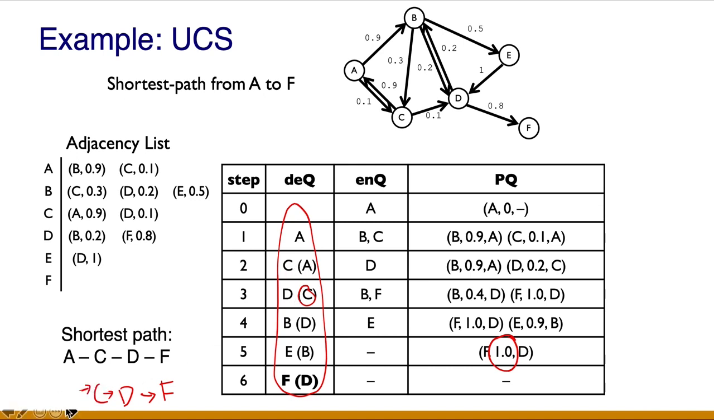So you continuously backtrack until you have reached the origin, right? And this will be your shortest path, ACDF. Right, so this is basically it, right? So this is called the UCS.